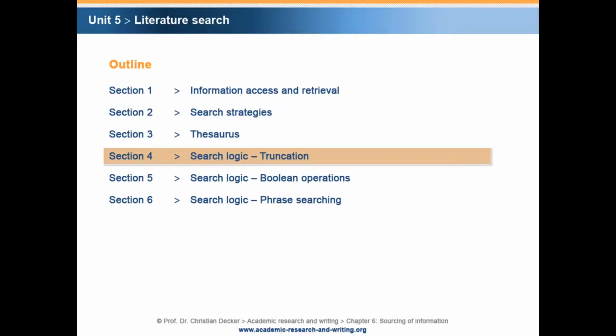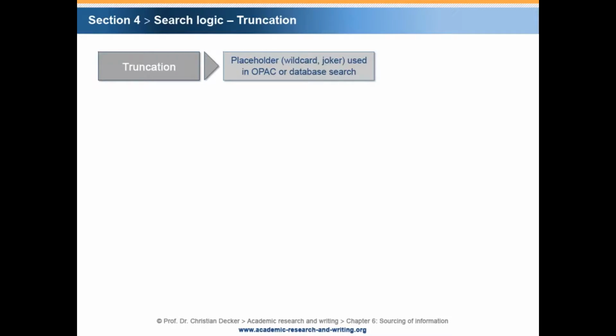Section 4. Search Logic. Truncation. A common technique applied in literature search is truncation. A placeholder, also referred to as wildcard or joker, is used in search fields of OPACs or databases in order to increase the flexibility of the search request and the quantity of the search results.